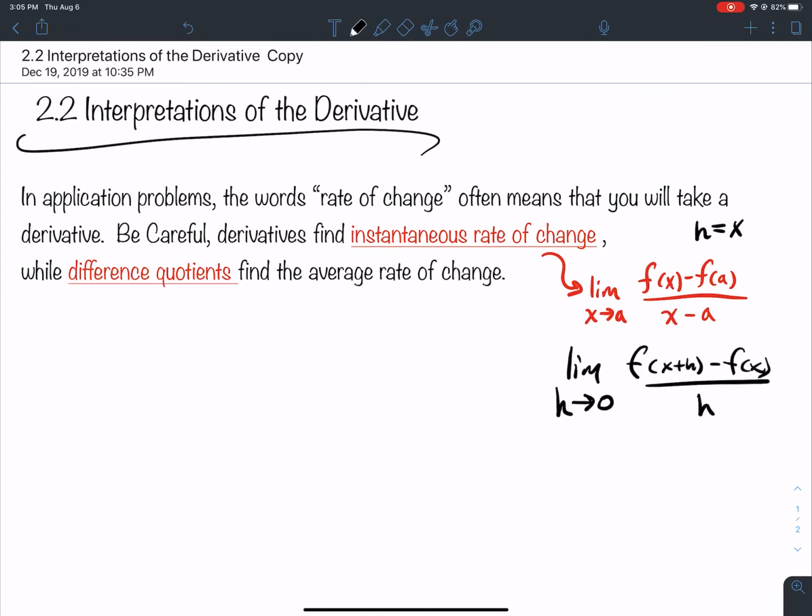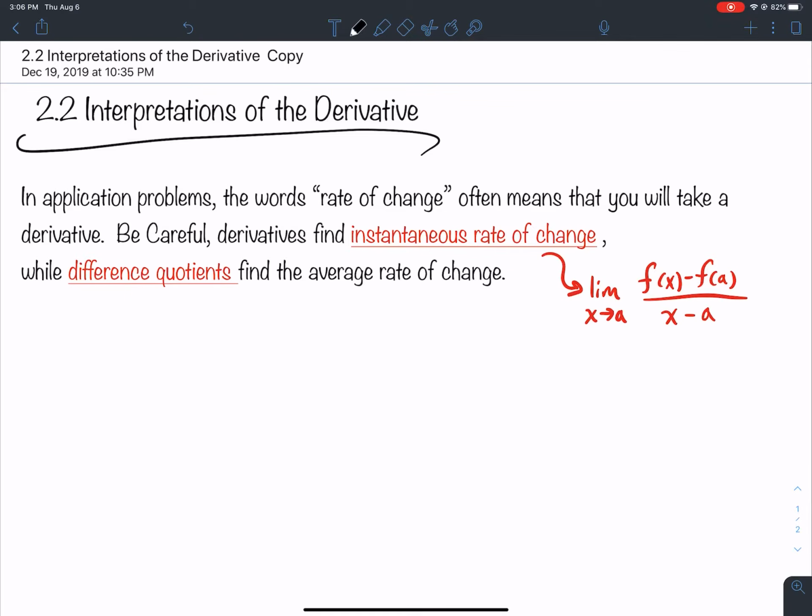If you think about it, this is finding the slope of secant lines. You have 2 points, point A and point X, f of A and f of X, and you're finding the slope of that secant line. That's the instantaneous rate of change.